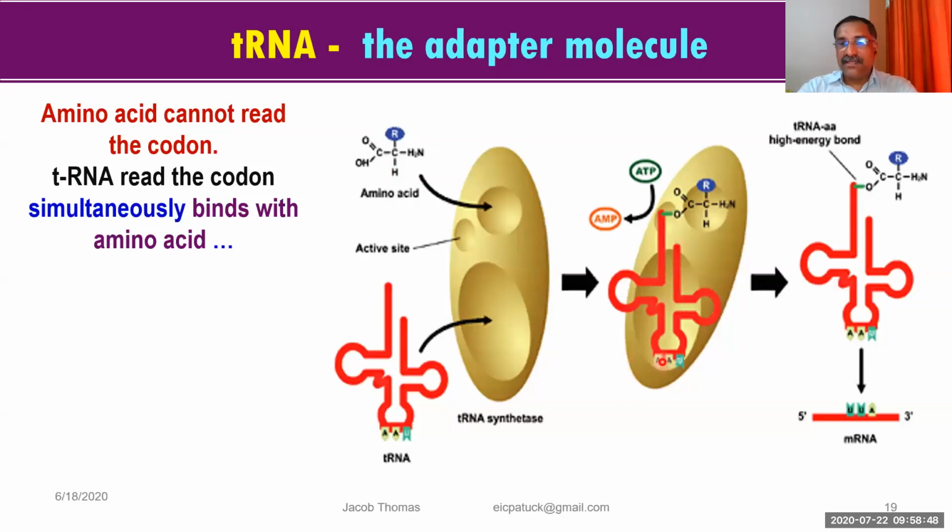In the cytoplasm, there are so many amino acids. How many amino acids do you know? How many amino acids are there? Come on, quickly write. 20. So 20 amino acids are there. And by using these 20 amino acids, the protein has to be synthesized. That means the amino acid is just like the bricks, I say.